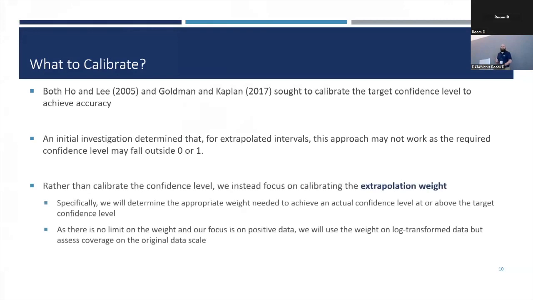So then we said, maybe instead of the confidence level, what is the actual weight value I need to achieve this level? So in this case, maybe calibrate is not the right term, but essentially determine the actual weight value I need to get this. So our goal is to determine the appropriate weight to achieve the actual confidence at or above. We still are going to acknowledge that we might need to be a little conservative. And we're focusing on positive data. So what we're actually going to do is a log linear extrapolation, where we take the log transform of our data, compute the extrapolation, and then convert back. We're going to assess our coverage on the original scale after we transform back, but the weight is going to be on the log transform data.